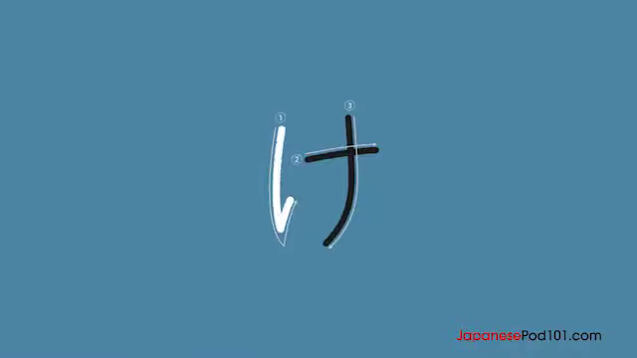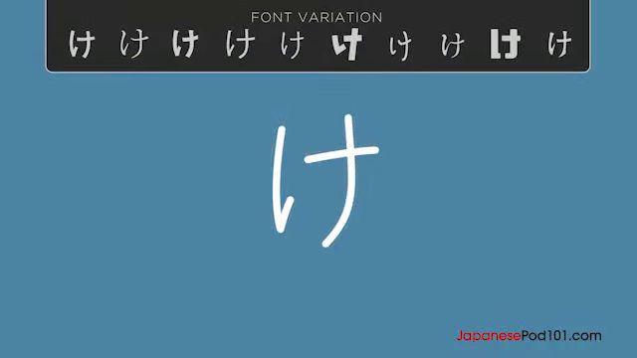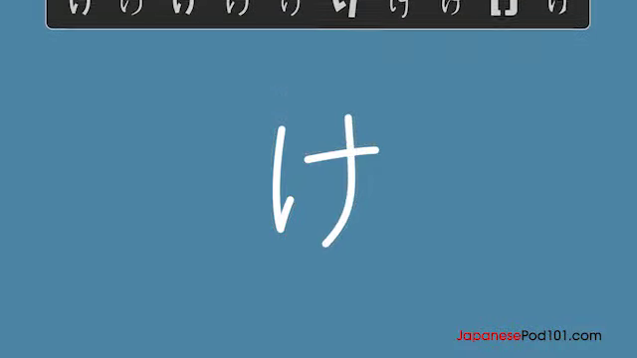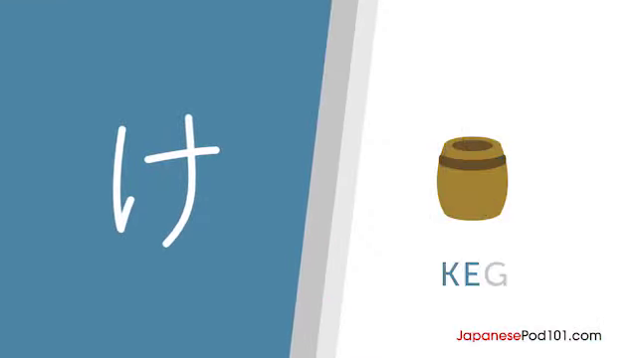This is the hiragana character ke. Ke. Ke looks like a keg, doesn't it? Just like the first 3 characters, ke can be modified by a dakuten. Ke with a dakuten is pronounced as ge. Ke, ge, ke, ge.